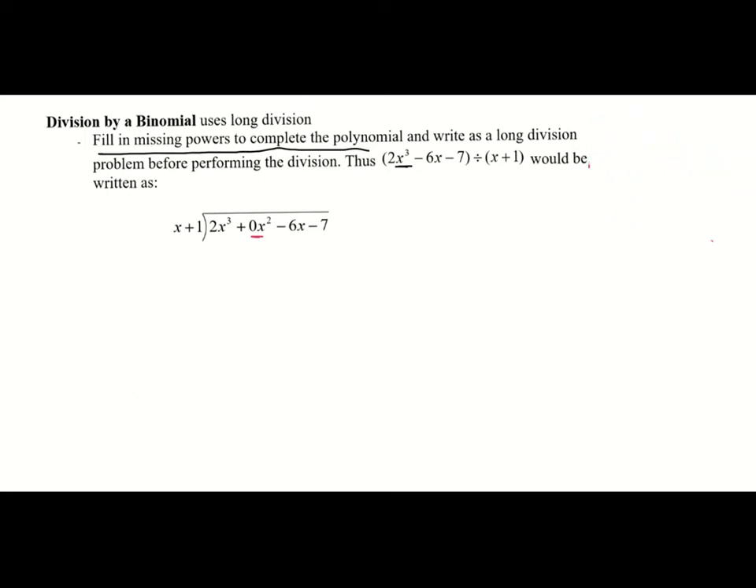All right, so when we divide, we are always going to divide by just the first term, or the variable term, in our binomial. So step 1, we're going to divide x into that first term. So we're going to divide 2x cubed by x. And when I do that, I'm going to end up with 2x squared, so I'm going to put my answer up here. Again, 3 minus 1 is 2, so we get x squared.